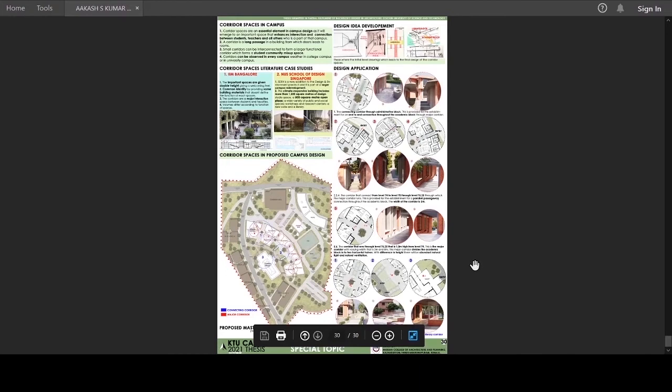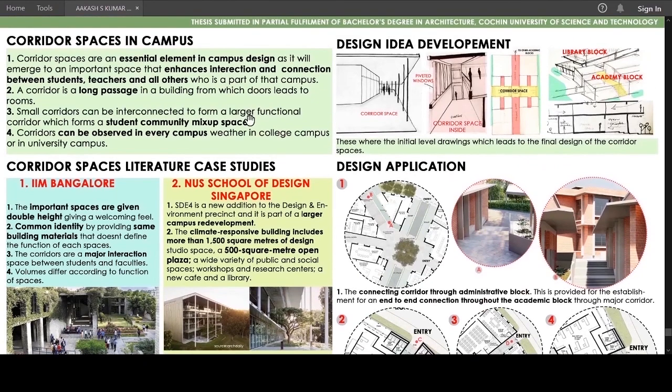This sheet deals with my special topic, that is corridor spaces in campus. Corridor spaces are essential elements in campus design as they emerge as an important space that enhances interaction and connection between students, teachers, and others who are part of the campus. A corridor is a long passage between buildings from which doors lead to rooms. I have applied my special topic throughout my design in order to provide maximum open atmosphere for student interaction as well as provision of natural light and ventilation.